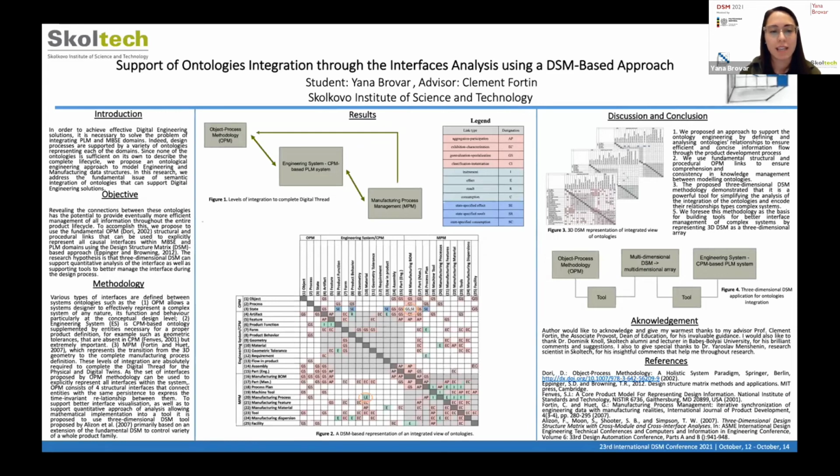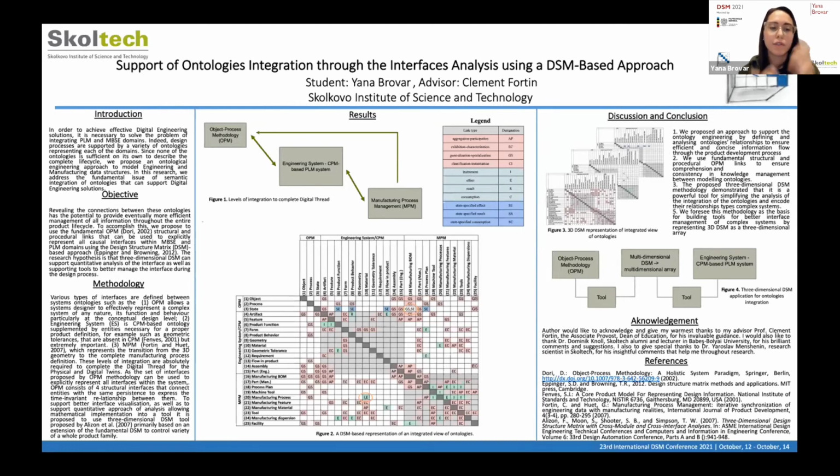So to facilitate the further analysis, I propose to apply three-dimensional DSM approach that looks like the division of the integrated DSM into layers according to link types. And here we have the representation of three layers dedicated to structural, procedural, and state-specified links. And further, we can represent this 3D DSM as a multidimensional array to provide some computational analysis.